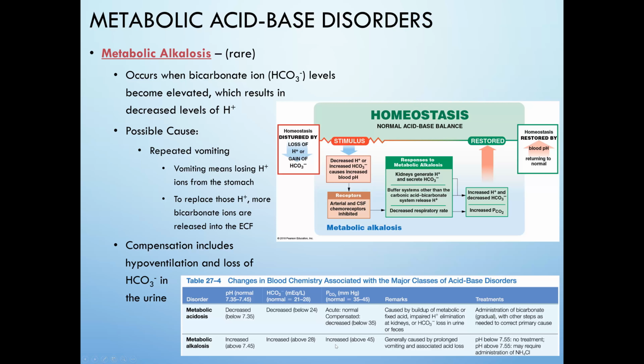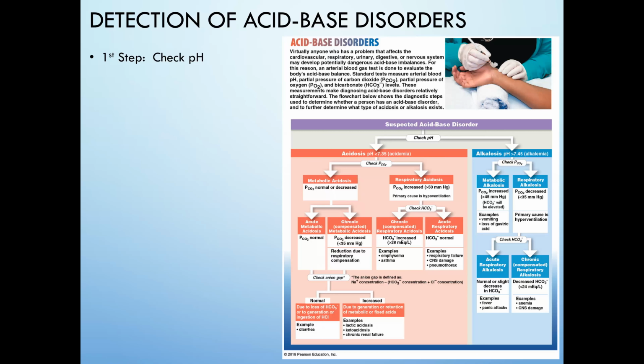So here is a nice little flow chart in your textbook on how acid-base disorders are diagnosed. The first thing you would do is check the pH of a person's blood. The pH is going to tell you right away if you're looking at acidosis or alkalosis. The next thing you would do is look at the carbon dioxide levels. So you would see, are they normal, decreased, or increased? And that would take you into the different branches on both sides of this chart.